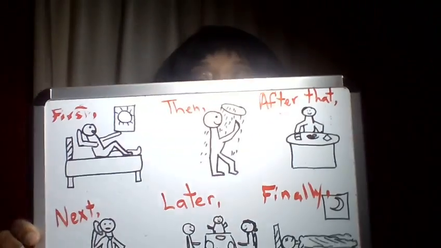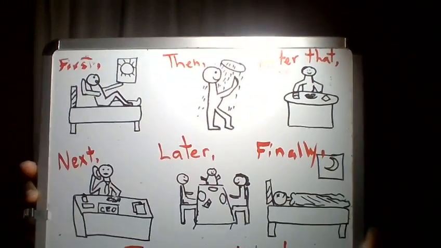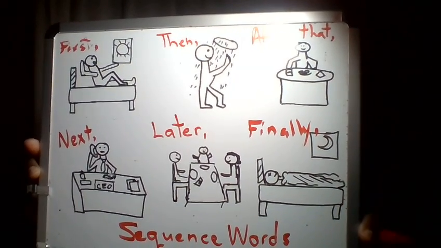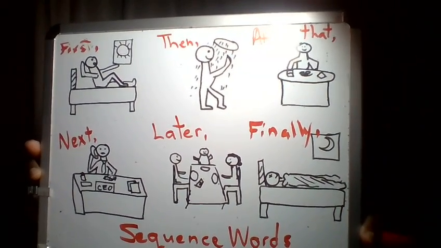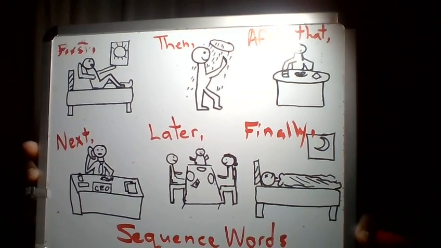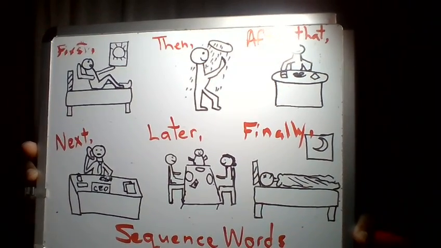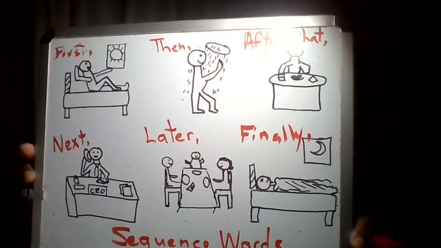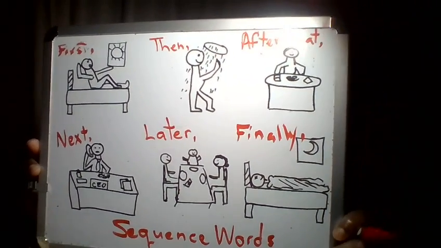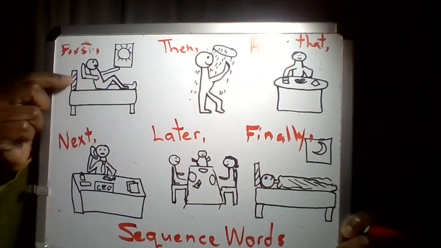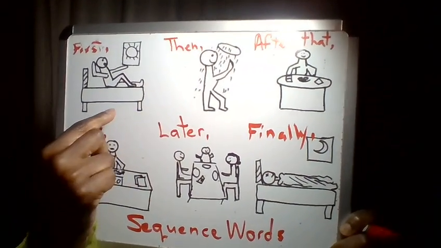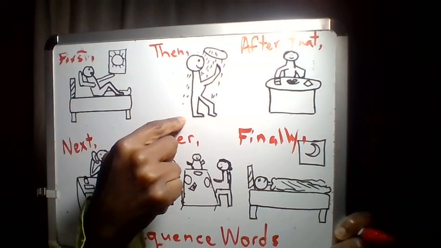Okay, so what have you just learned to use? Sequence words. Sequence words are important because they tell us the order of an action. They let us know what you do first, second, third, fourth, fifth, and sixth. But instead of using numbers, we use language. First, Bob wakes up at 6:30. Then he takes a shower.